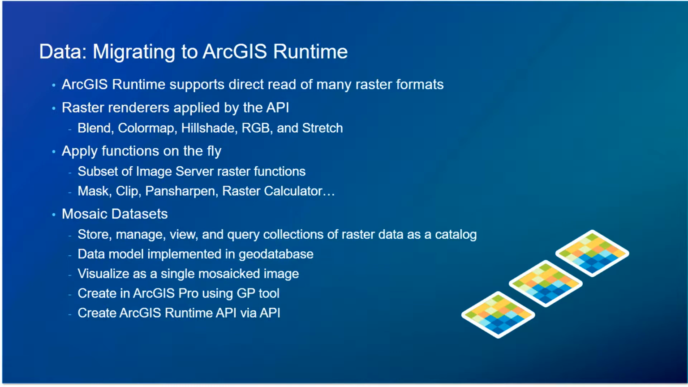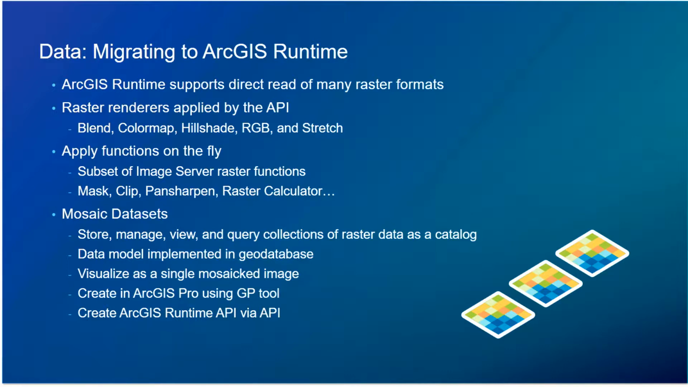Let's take a look at raster data then. The ArcGIS Runtime natively supports a number of different raster formats. We use the GDAL library for raster access. There's a number of different renderers that you can apply to that, so blend, color map, hillshade. They're accessible via the Runtime API. You can apply those on the fly, and if you're familiar with image server, then it's essentially a subset of the raster functions and renderers that are available with image server.